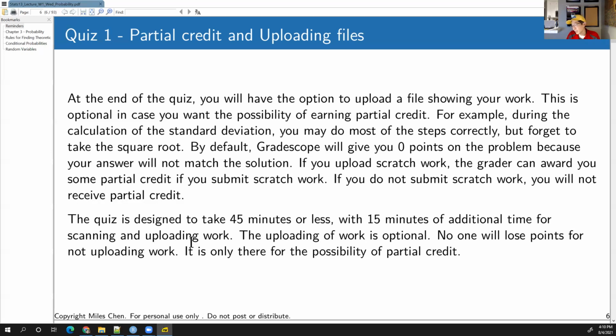It's designed for about 45 minutes to answer questions and 15 minutes for uploading and scanning your scratch work. But if you want to spend all 60 minutes to just answer the questions and not bother with the uploading, that's also fine. So the exact number of questions, I don't know off the top of my head. I feel like it's a fair amount of time to complete the quiz. Okay, any questions on this?